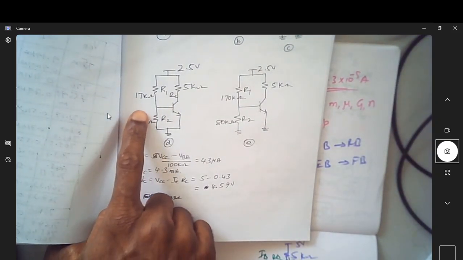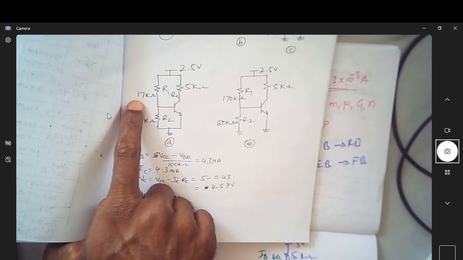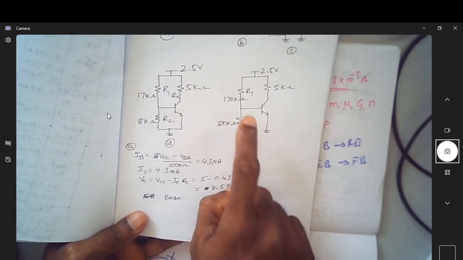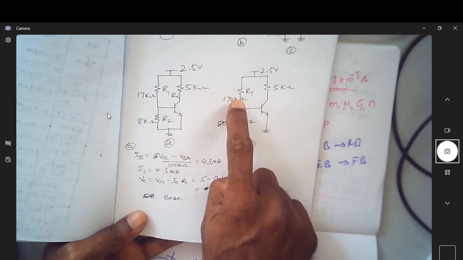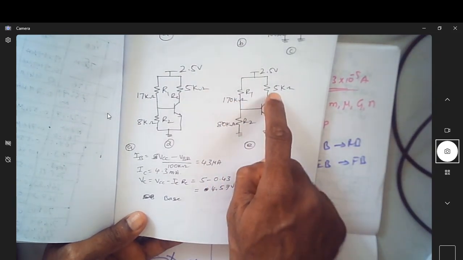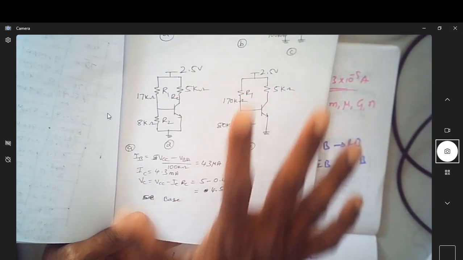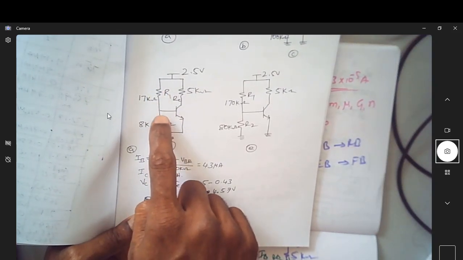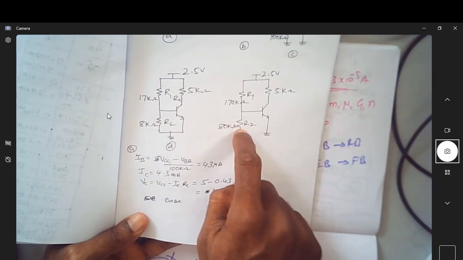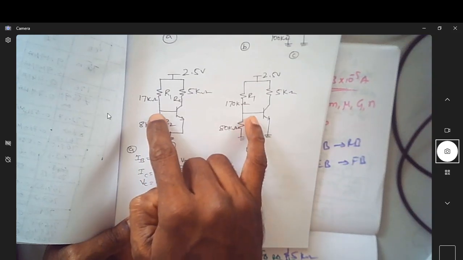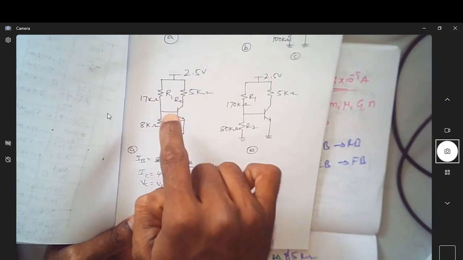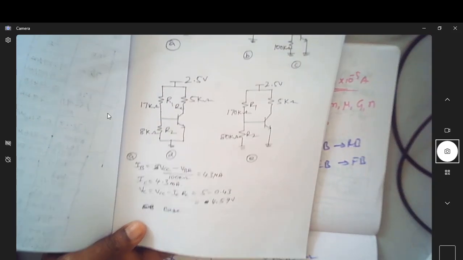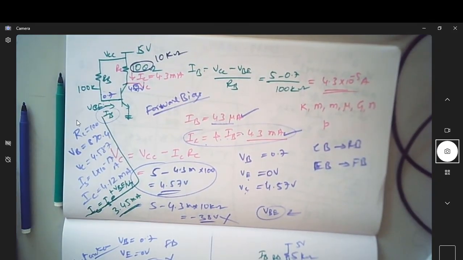You can see now it is 17K, this is 8K, 5K, and in the next case it is simply made 170K, 80K, still 5K. Let us see what is the difference. With 17K, 8K the potential divider voltage is the same; here also it is the same, both giving the same voltage of 0.8. Which one is better? We'll see that in the next video.